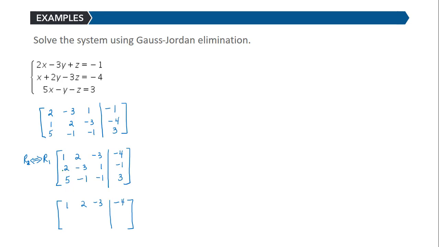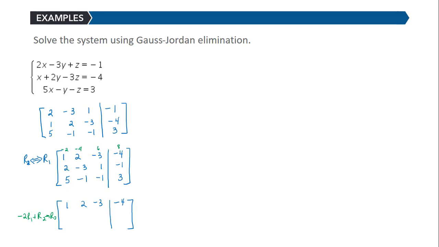So if I have a 2 in the second row, first column, I can add a negative 2 to that. So I want to do a negative 2 times row 1 plus row 2 and replace row 2 with those entries. So negative 2 times row 1 is going to be a negative 2. Negative 2 times 2 is negative 4. Negative 2 times negative 3 is 6. And negative 2 times negative 4 is going to be 8.